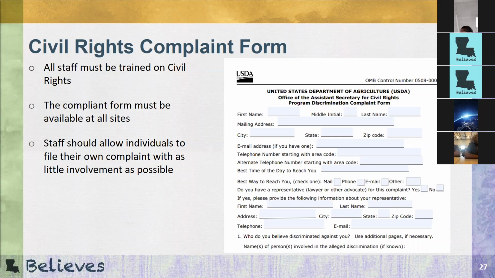the complaint process. All staff must be trained on civil rights and this civil rights complaint form. The form must be available at all sites, and staff should allow individuals to file their own complaint with as little involvement as possible.